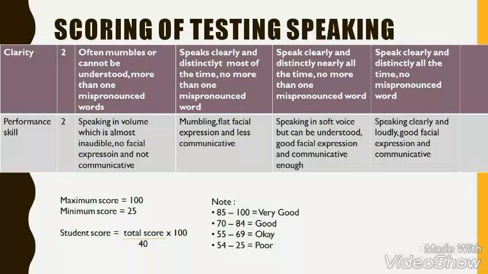And for every single aspect, the weight is 2. To calculate the scores, you can see on the slide.